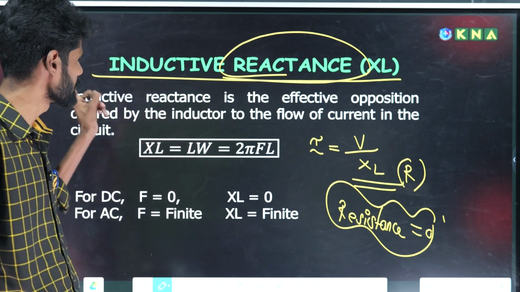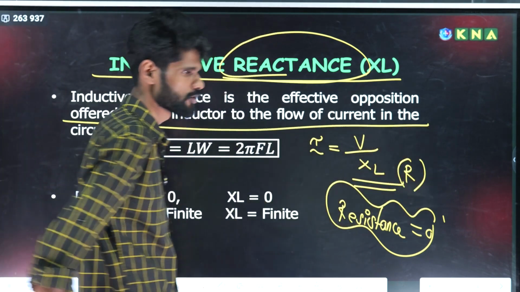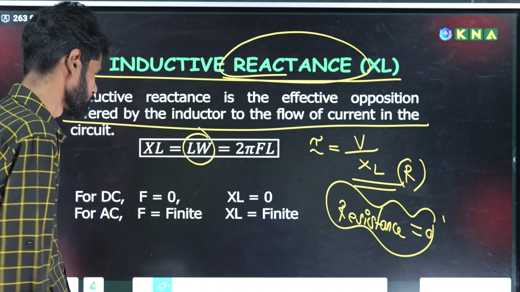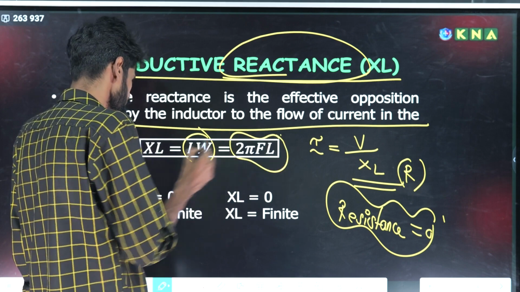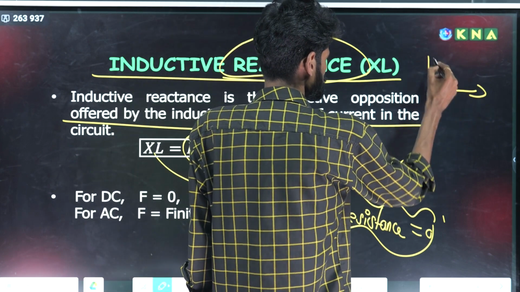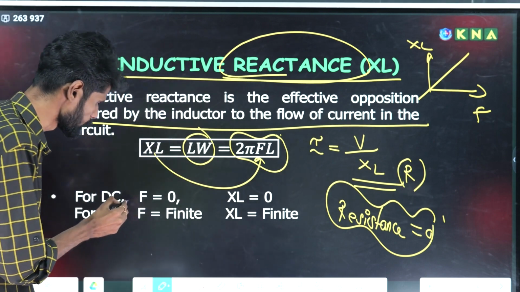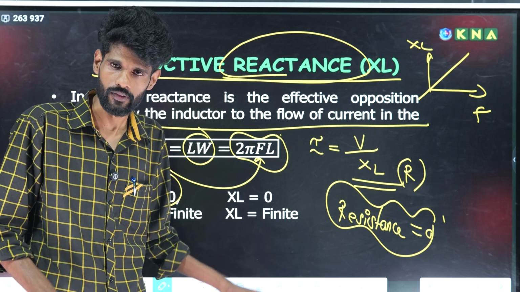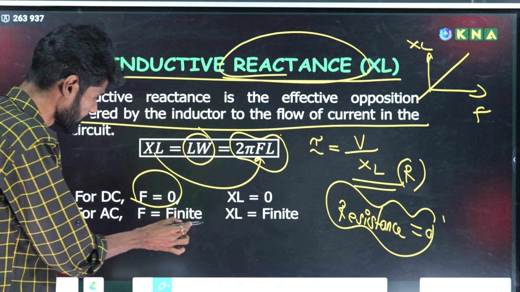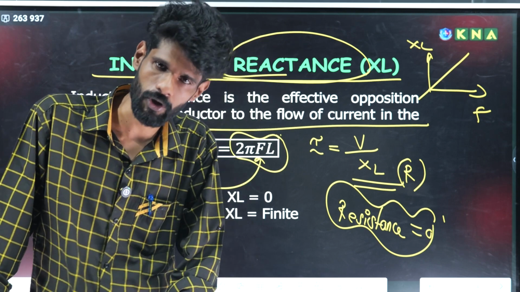So reactance, or inductive reactance, is the effective opposition offered by the inductor to the flow of alternating current in the circuit. So XL is equal to L omega, that is equal to 2 pi f L. The inductive reactance is directly proportional to the frequency. For DC, we know that frequency is equal to 0, so XL is equal to 0. That means DC current easily flows through our inductor. For AC, frequency is finite, so the inductor offers finite opposition to the flow of AC.